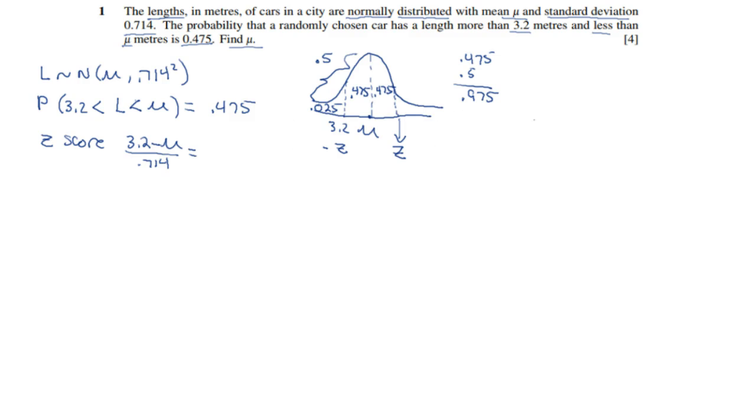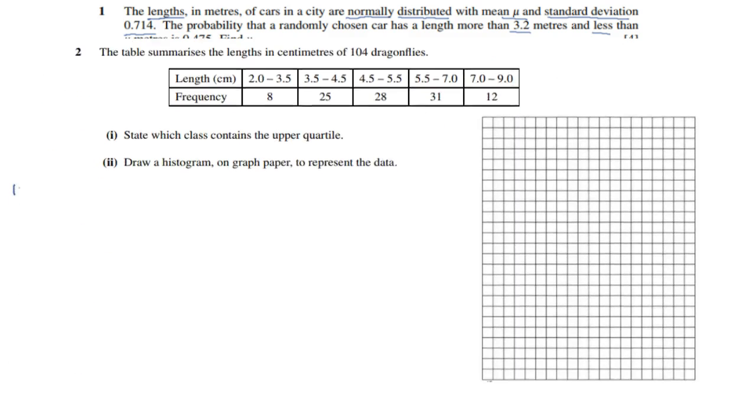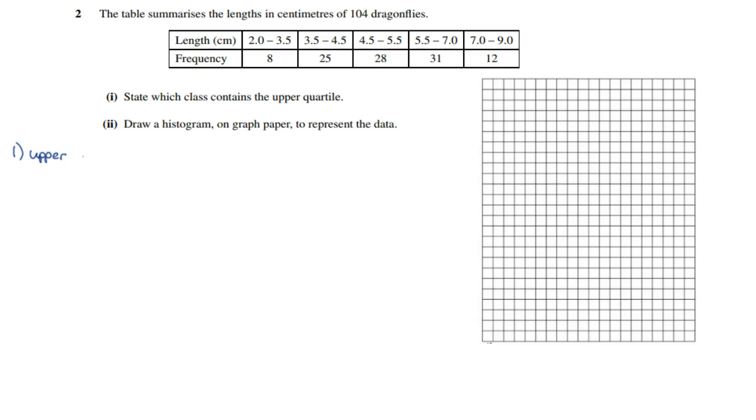Now, I can find that from my table. That z is going to be the positive version of the z, and I need the negative version. When I go to the table, I find out that the positive one is 1.96, but the other one's going to be negative 1.96. So now all I've got to do is get the mu by itself. Multiply both sides by 0.714, and then subtract. Divide by negative 1, and you'll find out that the mean is going to be 4.599, or 4.6.